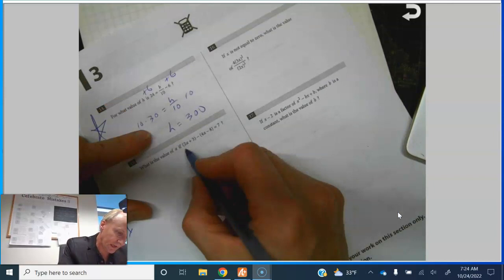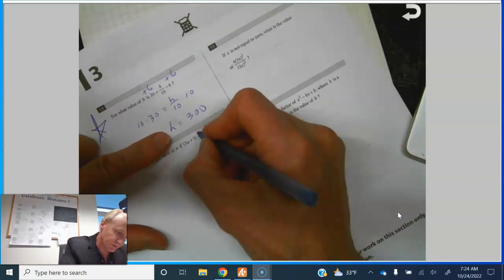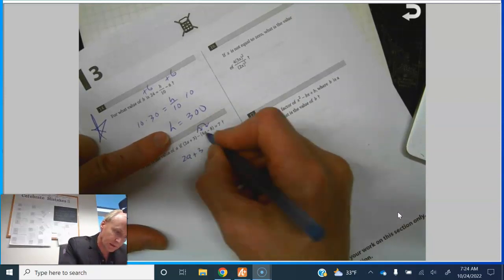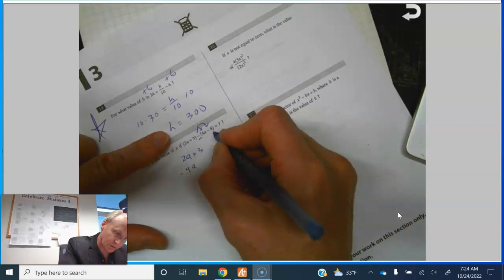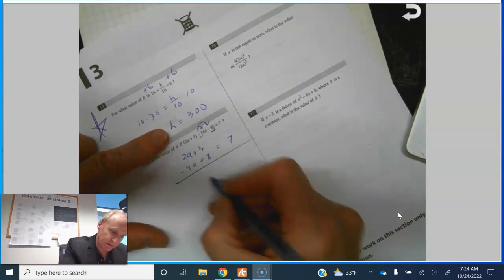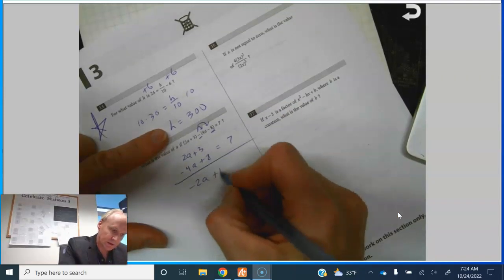15. What is the value of a? Okay, I'm going to distribute the negative. Let's be careful. 2a plus 3 minus 4a plus 8. Here's the trouble right there, that double negative. And this is equal to 7. So we've got negative 2a plus 11 equals 7.